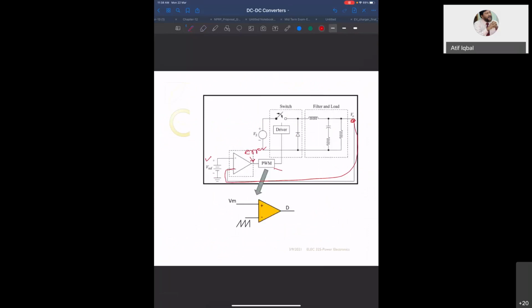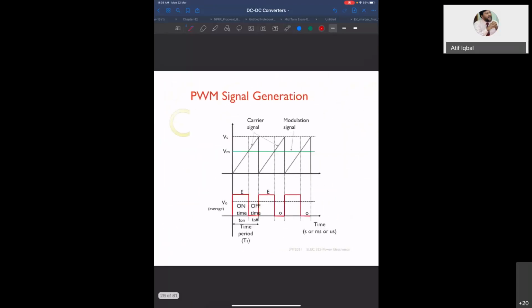And this is the PWM block, which compares the control voltage with the sawtooth or triangular signal, and it produces the duty cycle. So it produces D, and then you have the gate driver here that switches your switch on and off. This can be your MOSFET switch or IGBT switch. Usually the switching frequency is kept high, 50 kilohertz to 100 kilohertz. So we prefer MOSFET for this application. And this is how the PWM signal is generated.